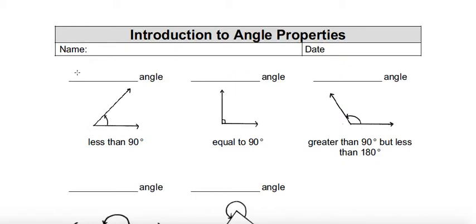So an acute angle is an angle that is less than 90 degrees. A right angle, you will remember from when we did Pythagorean theorem, is an angle that equals 90 degrees. An obtuse angle is an angle that's greater than 90 degrees but less than 180 degrees.